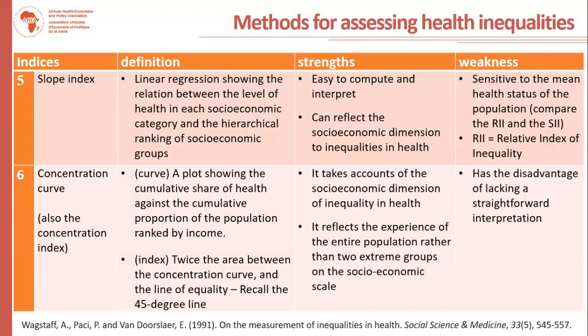The slope index is sensitive to scale. It's sensitive to scale in the sense that if I double people's health, my slope index will change, but the relative index remains the same. That's the same problem with absolute measures. If it's what you call a monotonic transformation, you multiply the value by the same positive scalar and everyone's health improves. The relative measure would not change, but the absolute measure will change.